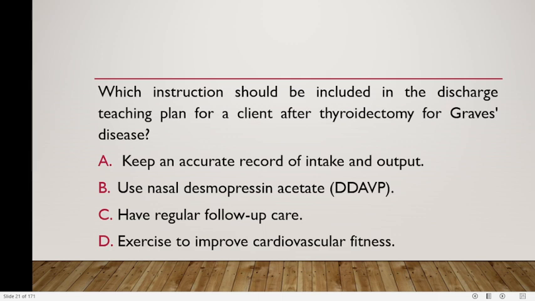The options are: exercise to improve cardiovascular fitness, have regular follow-up, use nasal desmopressin acetate, keep an accurate record of input and output. Accurate input and output is for renal problems. A patient has a problem with the thyroid gland. Same with D, cardiovascular problems. So if we are good students, then we should be focusing on B and C.